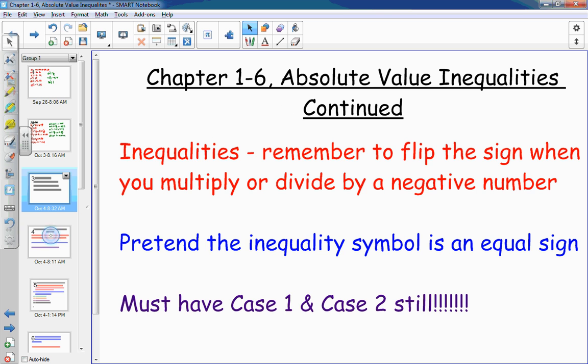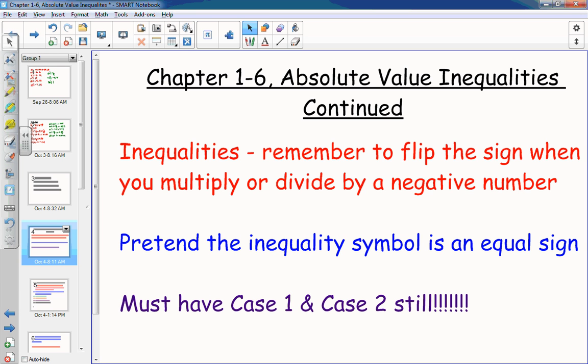So here we go with today's lesson. Today's lesson is Chapter 1-6, Absolute Value Inequalities. And it's very similar to absolute value equations, except now we're dealing with inequalities. An inequality is always dealing with a region of answers. And that's what we're going to be talking about today, finding the region of answers that allows this inequality, more specifically the absolute value inequality, to be a true statement.